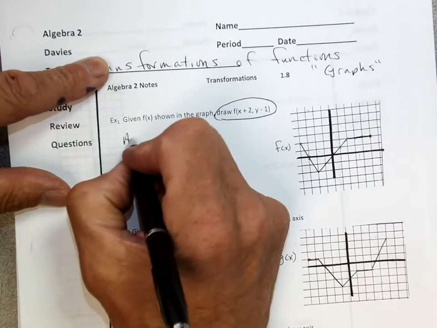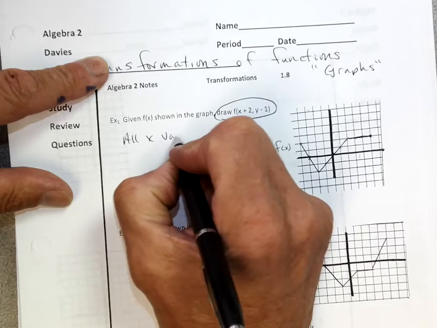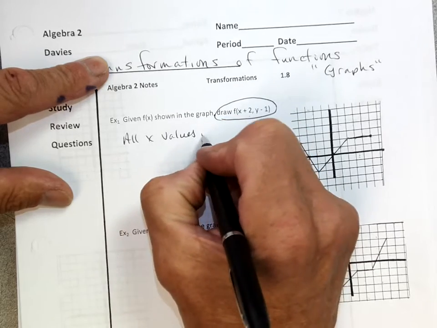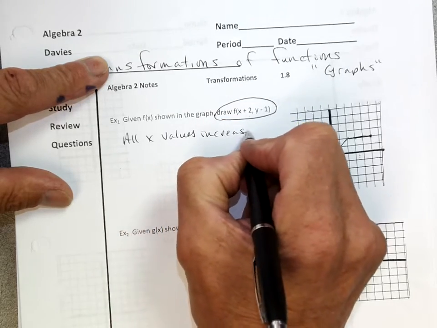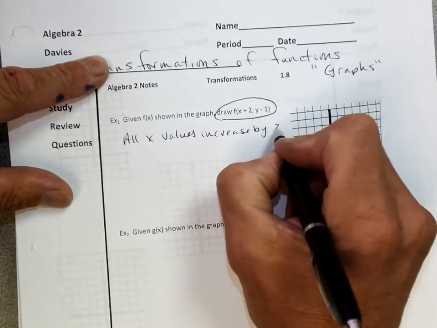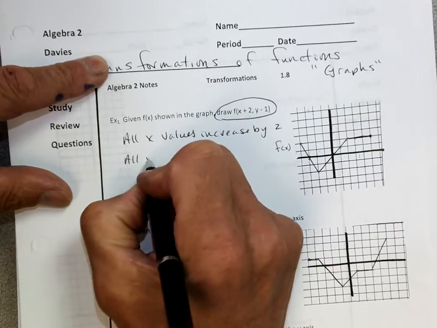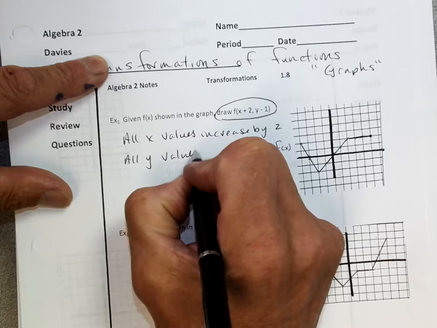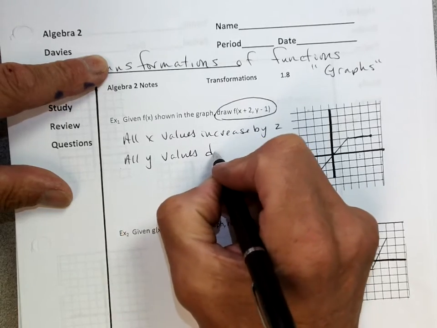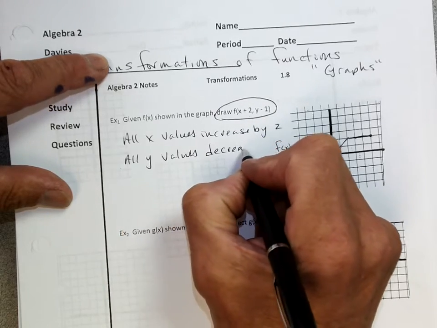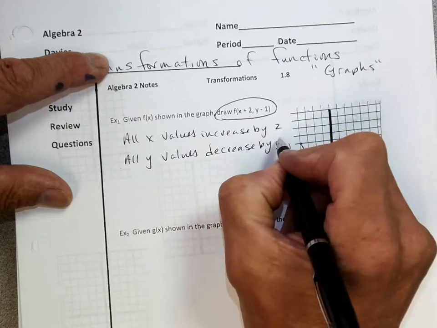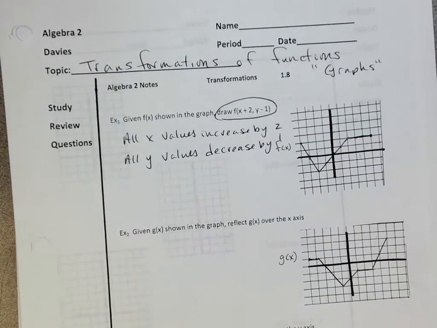That all x values increase by 2 and all y values decrease by 1. Okay? That's what it means. F of x plus 2. So all my x values are going to be increased by 2, and all my y values are going to decrease by 1. And that's the hard way to do it, but that's really what it means.